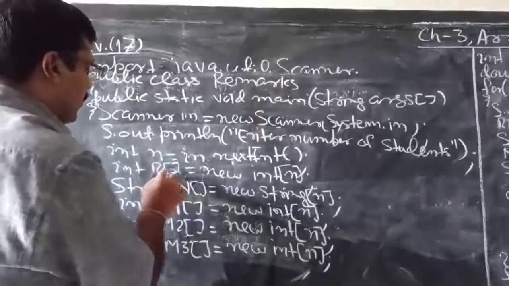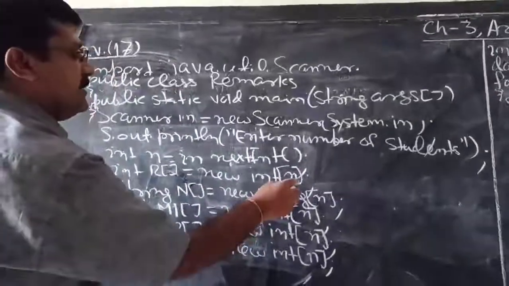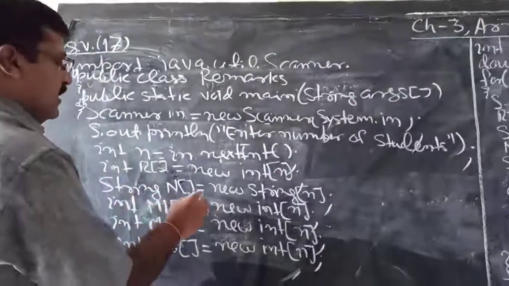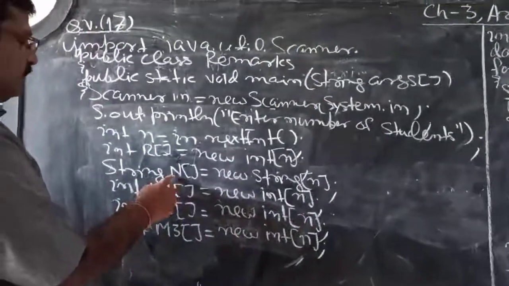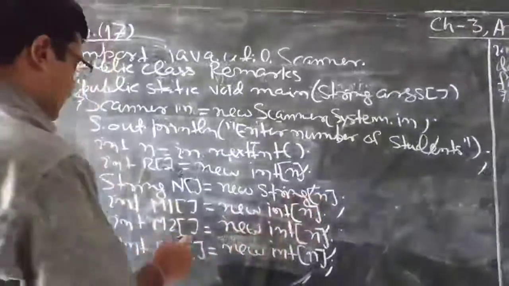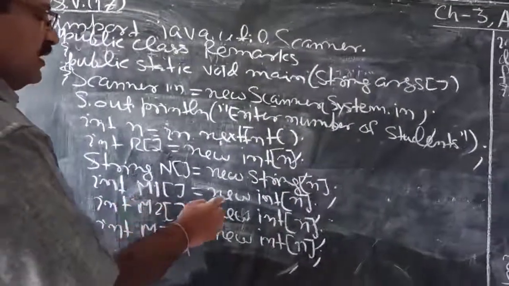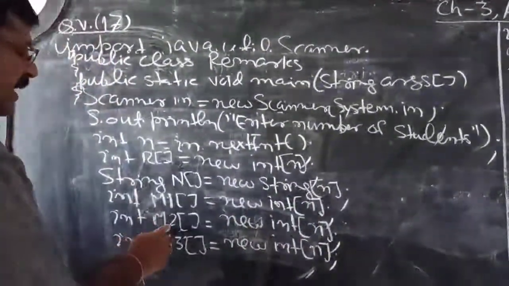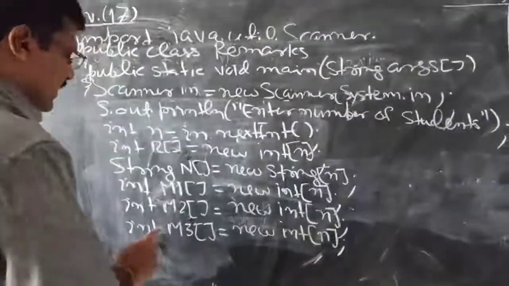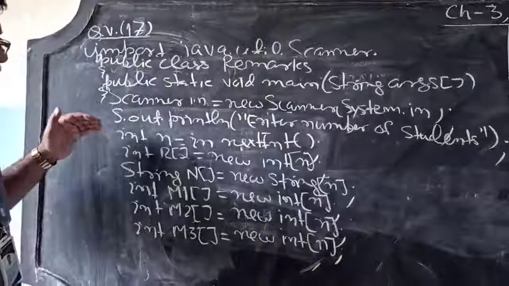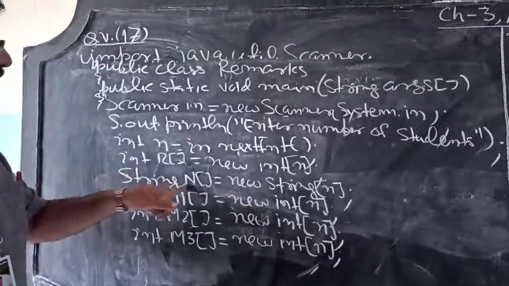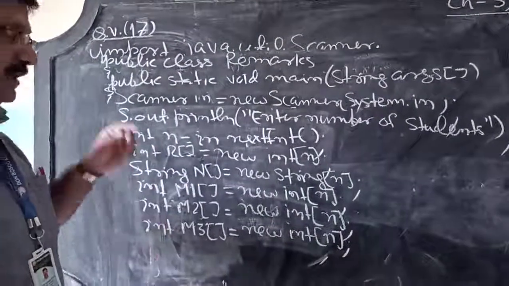Now int r for roll number, new int n, size will be n. String n for the name, new String n. See, the capital N is for the name and the size is n. Int m1 for marks 1, new int n. Int m2 for marks 2, new int n. Int m3 equal to new int size n. So we have declared how many arrays? 5 arrays. One for the roll number, one for the name, marks 1, marks 2, marks 3.